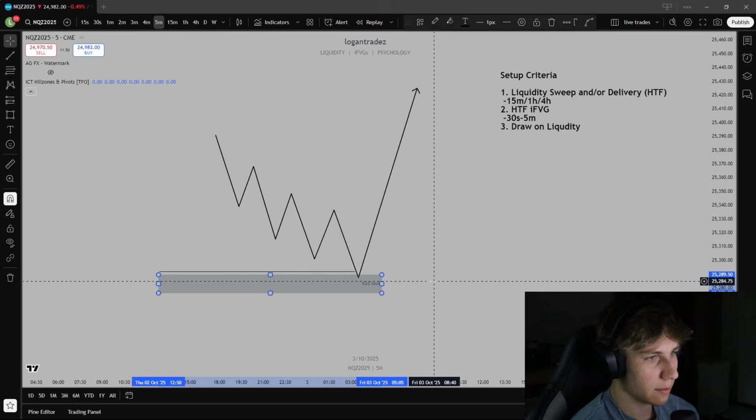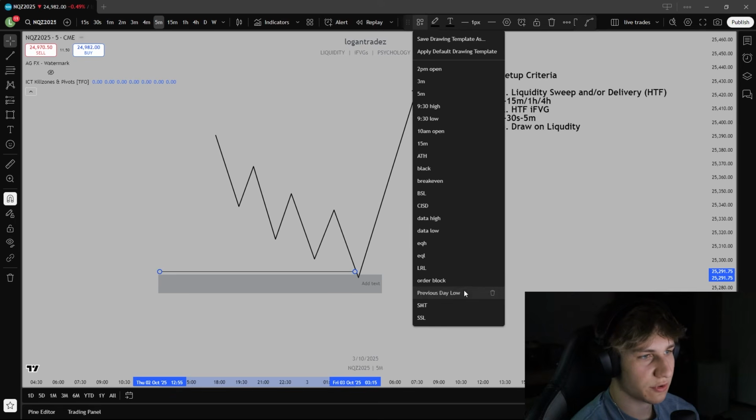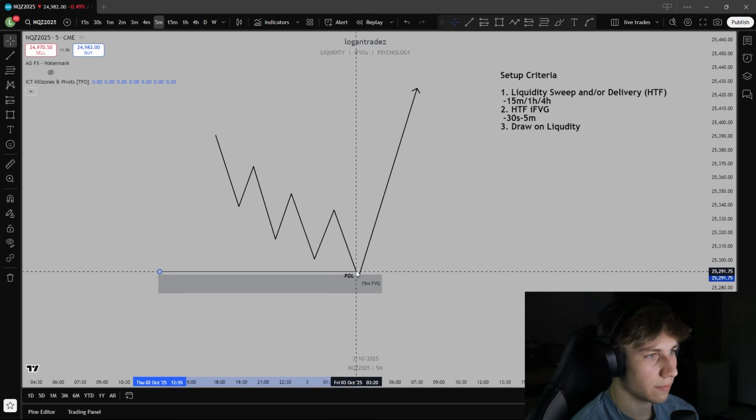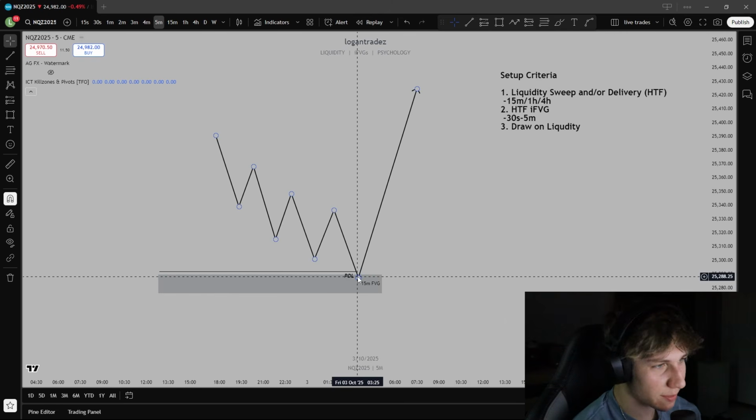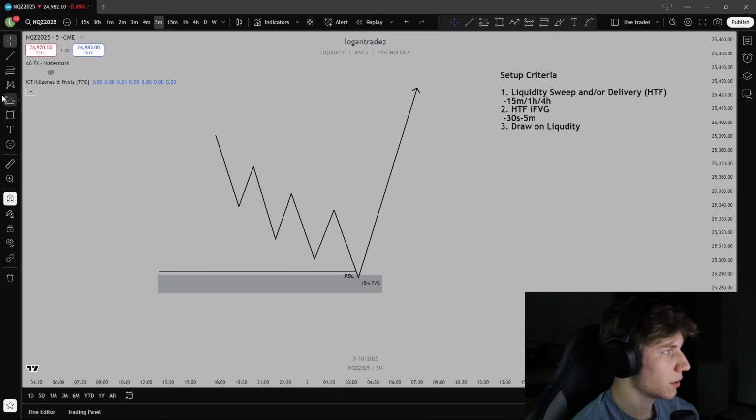And then let's say this is previous day low, right? Where is it? I have it somewhere. Previous day low, right? Let's say this is this. Now that we've swept this low, we're delivering out of the 15-minute. We swept previous day low.